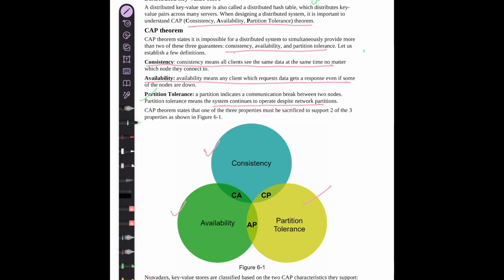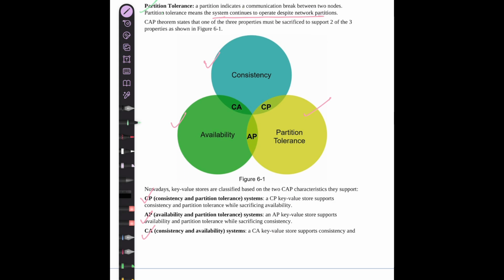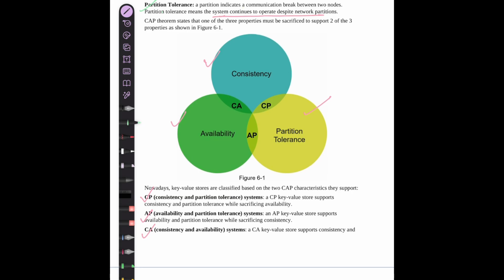After that, what the distributed system says is that there is a maximum of two things that you can achieve together. At least one thing would be compromised here. So the system can be either CP, CA, or AP.